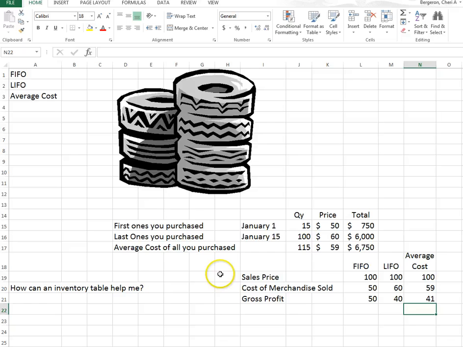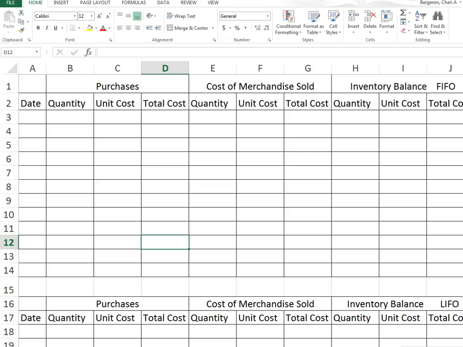Now, when you go to work a problem, there's an inventory table that can help you. It looks like this, and I'll do a separate video to show that.